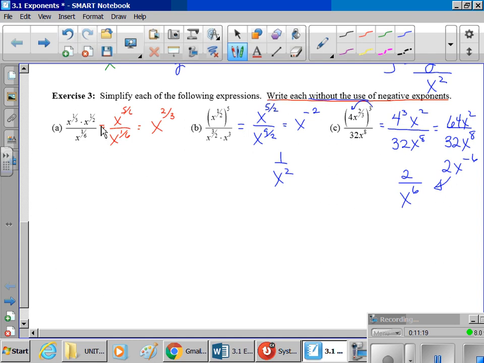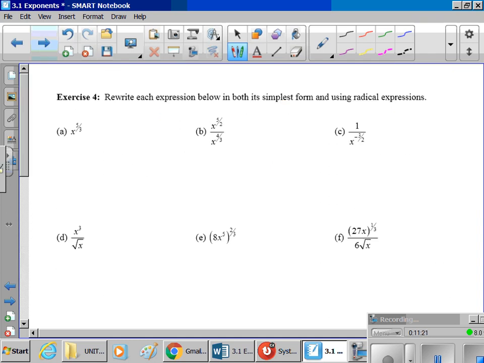All right, moving on to exercise 4. Rewrite each expression below in both simplest form and using radical expressions. So it doesn't want us using rational exponents. It wants us translating these into radicals. So basically all we're doing in A is just using our formula we talked about. And I'm going to remind you, when you have x to the a over b, a is the power, b is the root. So what this means is this is the third root of x to the 5th power.